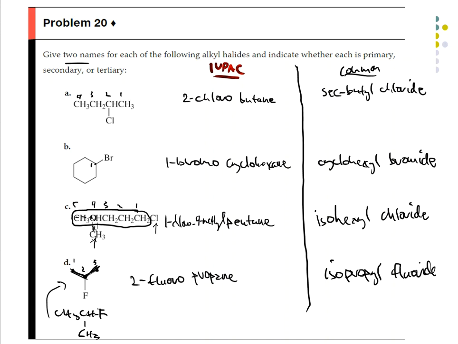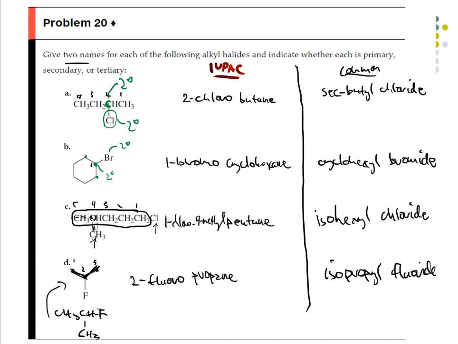Okay, now we're not done with the question yet because it also says indicate whether each is primary, secondary, or tertiary. All right, so this chlorine is attached to this carbon. That carbon has 1 to the left and it has 1 to the right, which means that this is a secondary carbon, which means that the halogen is also a secondary halogen. So that's how we determine that. The bromo group is attached to this carbon. This carbon has a carbon to the left and a carbon to the right. So therefore, this is a secondary carbon, which means that this is a secondary halogen.